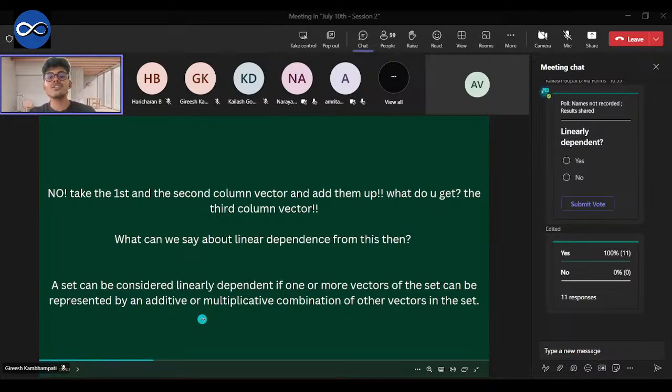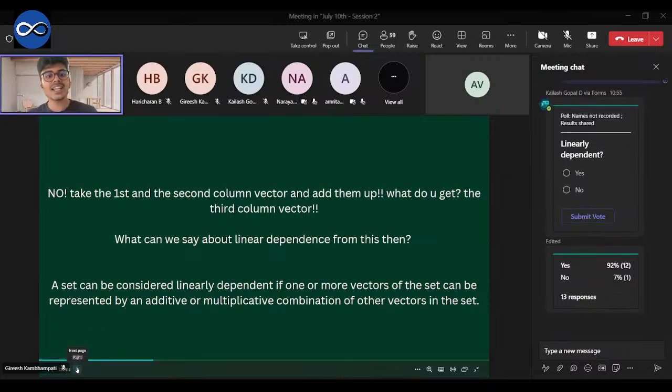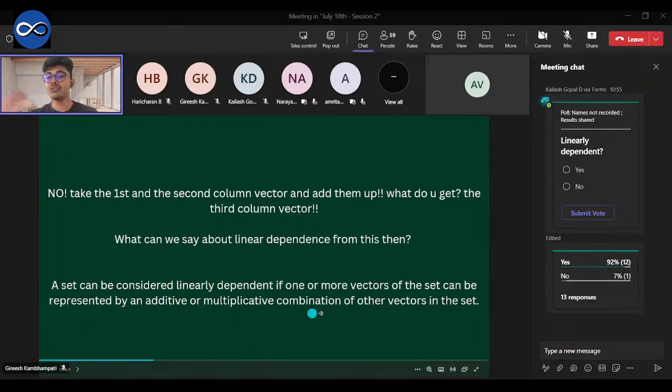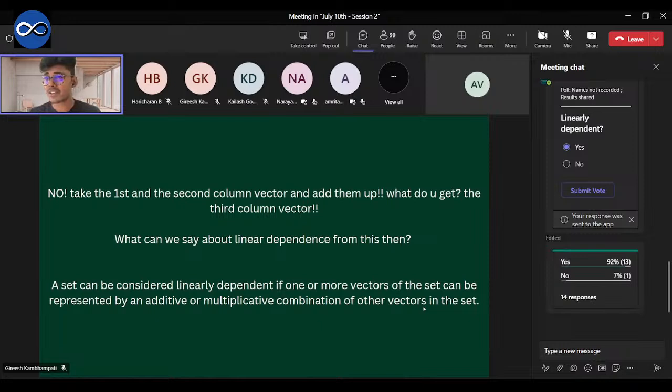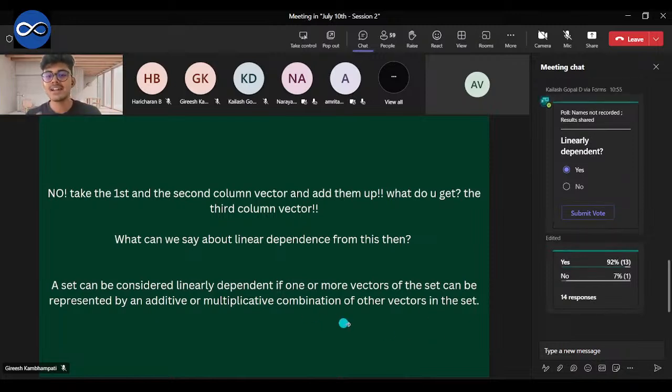Now we come to the more general definition of what linear dependence or linear independence really is. A set can be considered linearly dependent if one or more vectors of the set can be represented by an additive or a multiplicative combination of other vectors in the set. So it's a more mathematical definition of linear dependence. I think I've made it clear with two examples what linear dependence and independence look like. So, next slide.